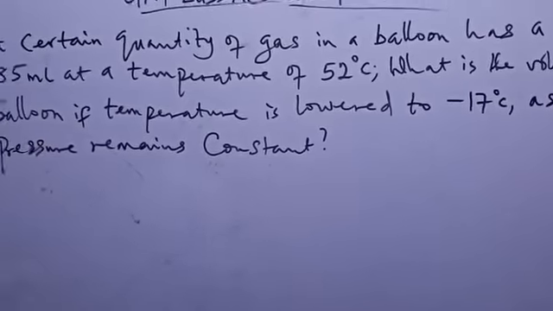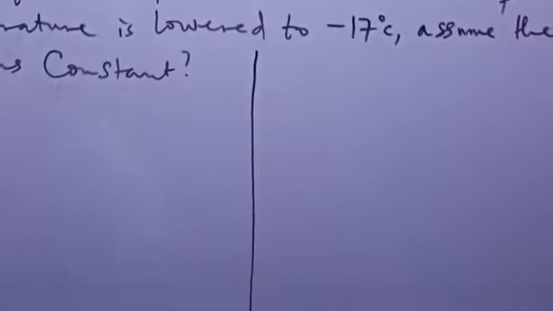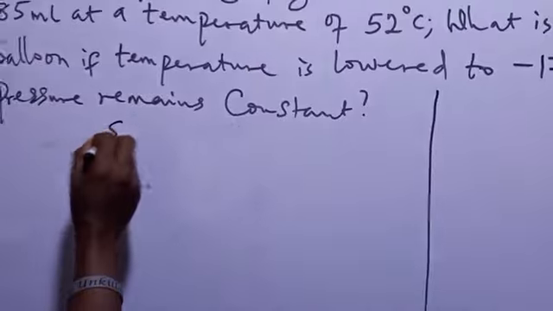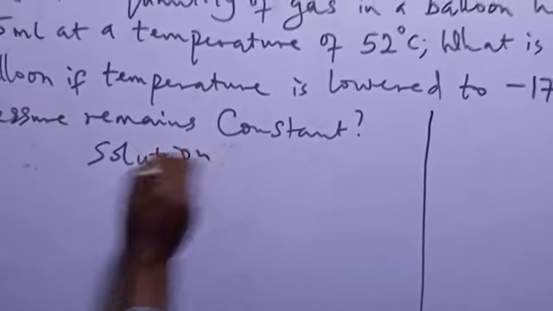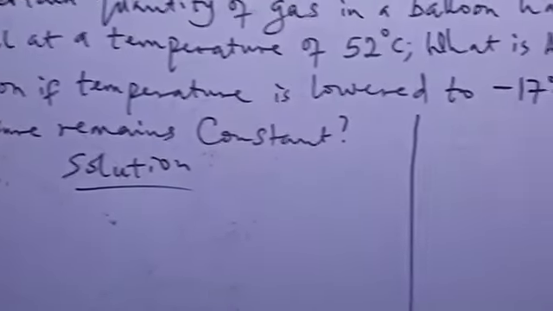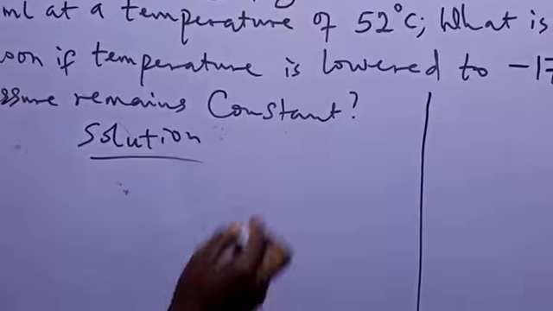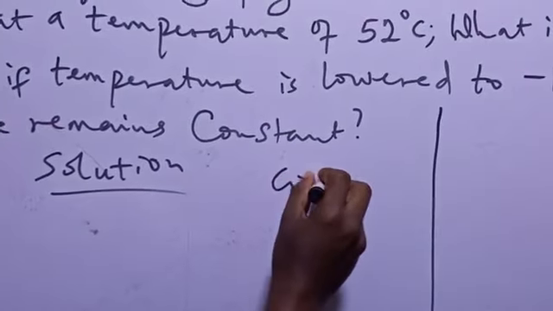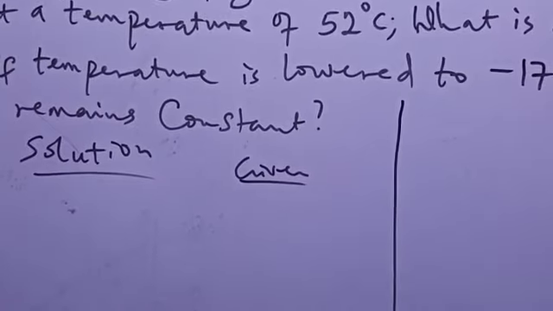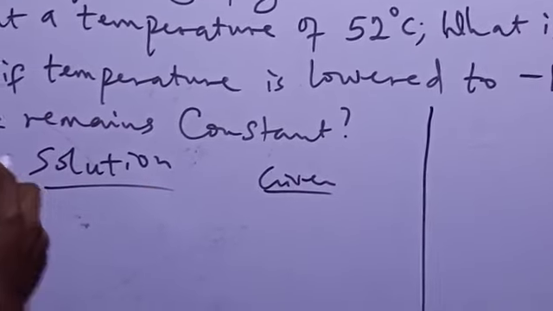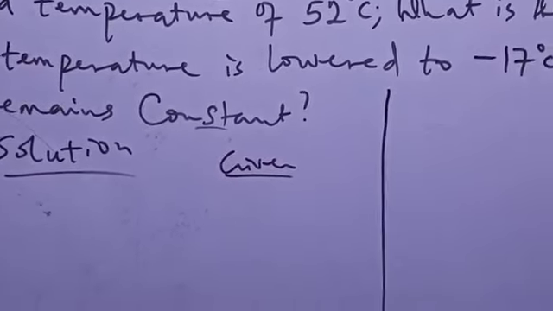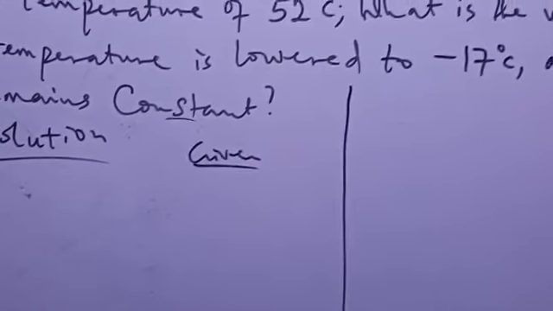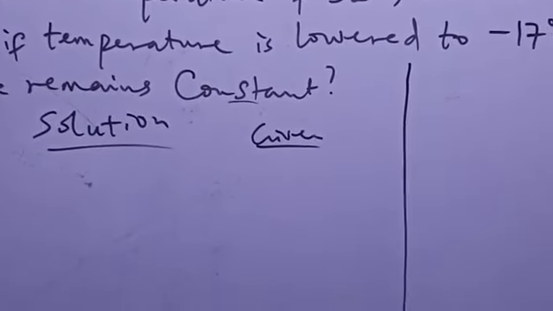Okay, let's see how we solve this. I must note that this is a typical Charles law problem. Like we usually do, we state the parameters that are given. Remember, it states that pressure remains constant. And this, like I said, is a typical Charles law problem. Let's see what we have.